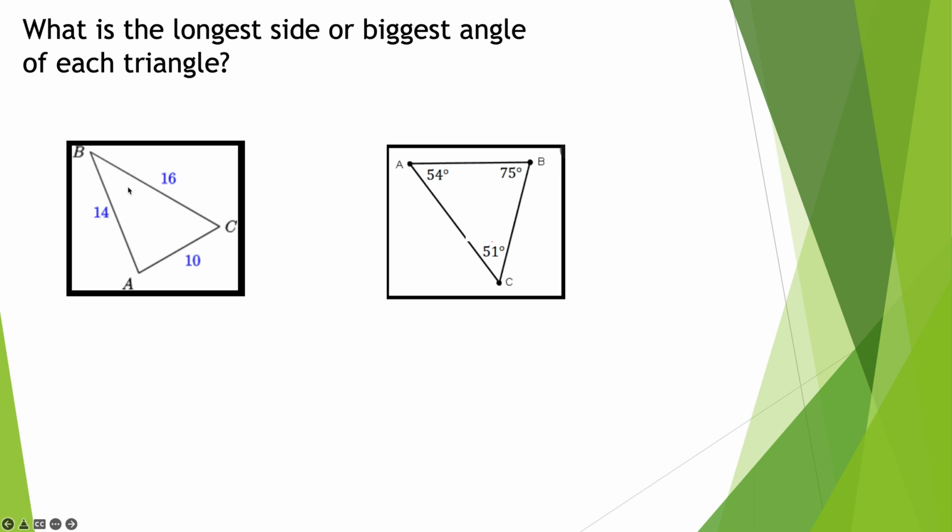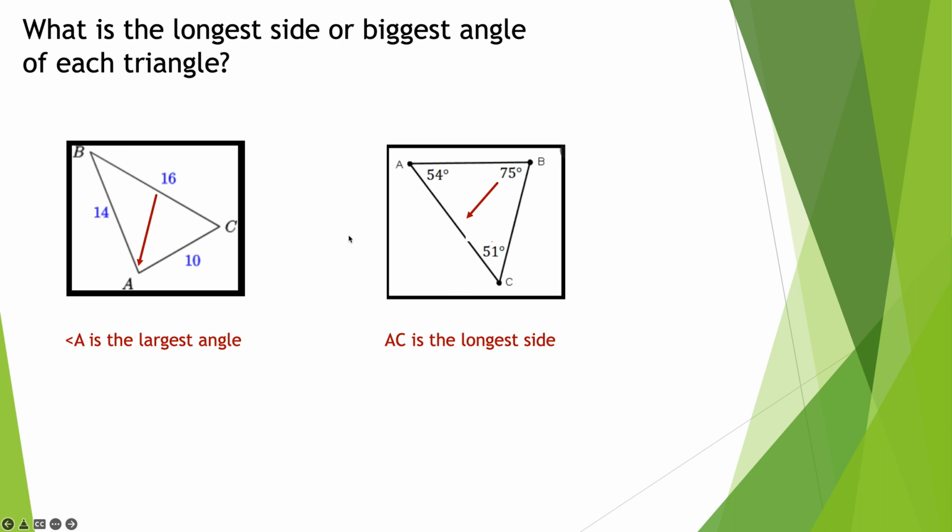In the first triangle on the left, the longest side is BC. The angle that's across from BC is A. So A is the largest angle. If we take a look at the diagram of the triangle on the right, the biggest angle is B. So the side across from B is AC. And we would say AC is the longest side.